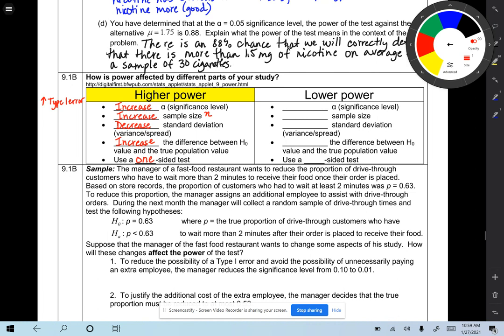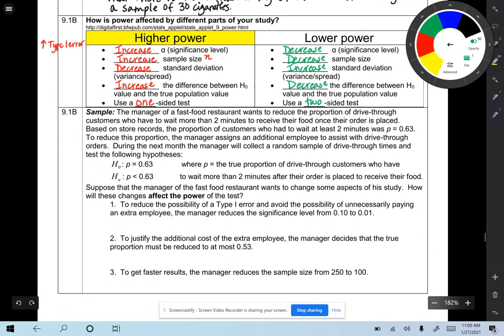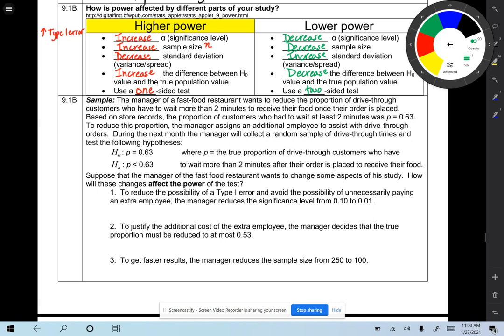Okay, for lower power then, you would decrease your alpha, decrease the sample size, increase the standard deviation, decrease the difference between the null value and the true population value, and use a two-sided test. Okay, so let's take a look at an example on how that chart will help us.